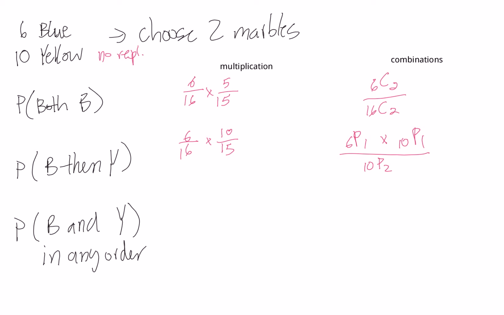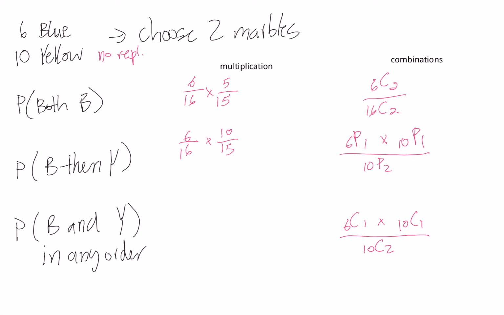Okay, and then our next one is similar again, except now we want blue and yellow, but order doesn't matter. So once again, if we just change it to C's, that's the easier way to go. So 6C1 and 10C1 over 10C2. Wait, that should be over 16C2. So that would be if order doesn't matter.